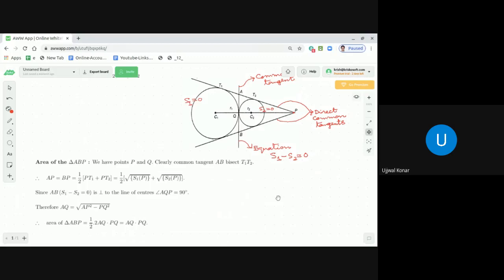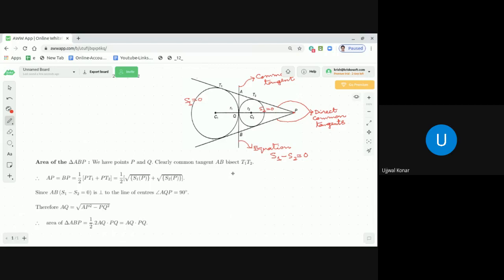So now, if you look into this, we are going to find the area of the triangle ABP. How are we going to find it? We have the points P and Q. We can easily find the coordinates of the points P and Q, because P externally divides the line segment C1C2 and Q internally divides the line segment C1C2. Now clearly the common tangents AB bisect T1T2.